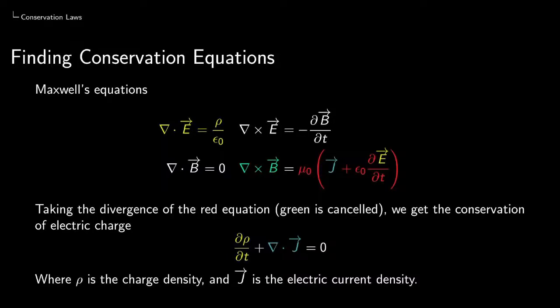Right? If we take that red term, what happens is the green term drops out. What we see is we have a divergence of J plus a time derivative of the divergence of E. And the divergence of E, as we know from Gauss's law of electricity, is proportional to the electric charge density. And so if we apply that, we're going to get this conservative equation. Basically, the change in the charge density with respect to time is going to be proportional to the divergence of the electric current density.